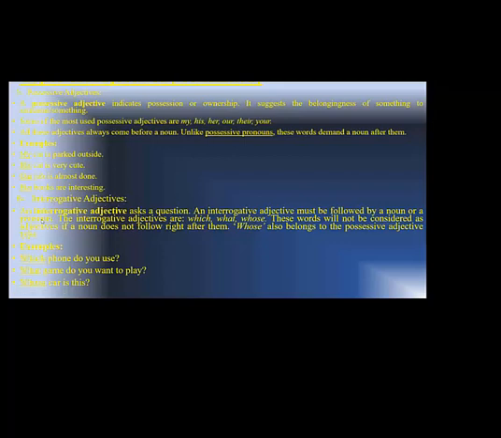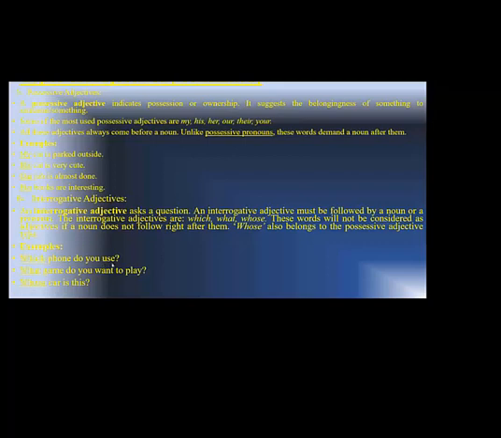Interrogative adjectives. An interrogative adjective asks a question. An interrogative adjective must be followed by a noun or a pronoun. The interrogative adjectives are which, what, whose, and others. These words will not be considered as adjectives if a noun does not follow right after them. Whose also belongs to the possessive adjectives type.